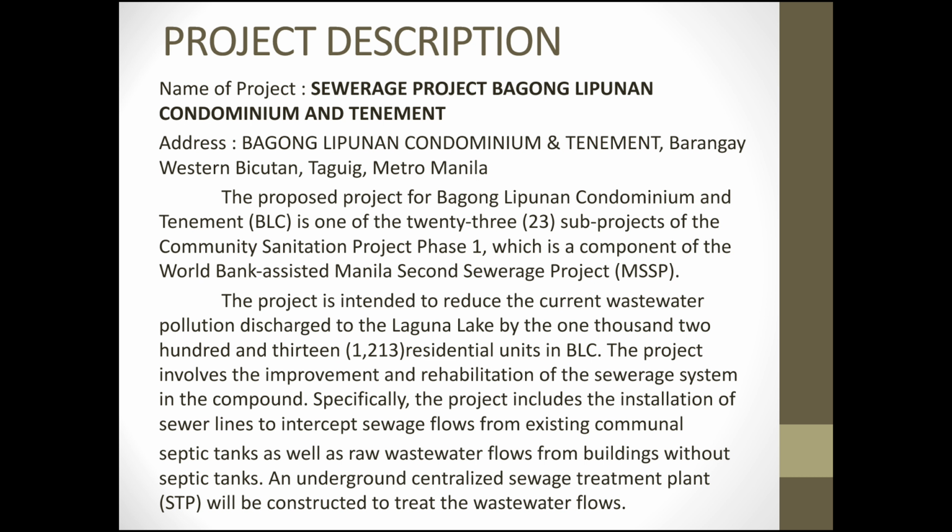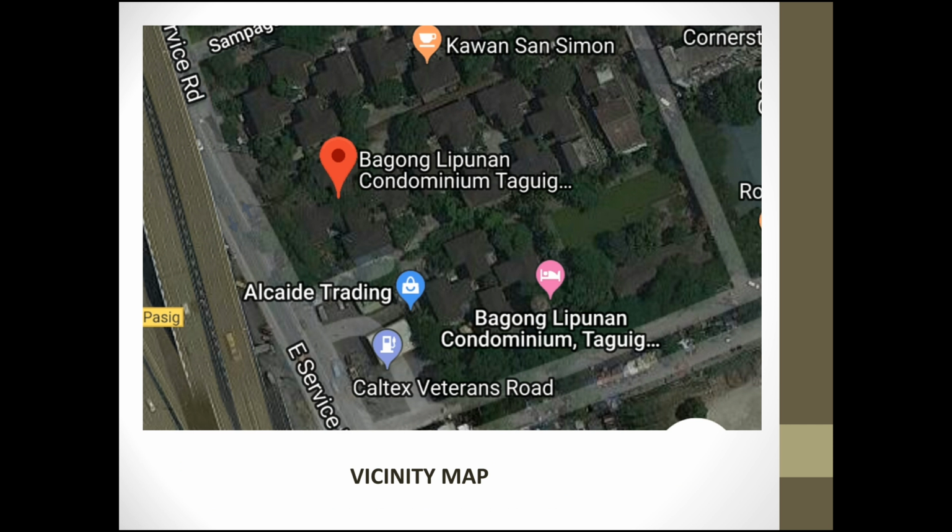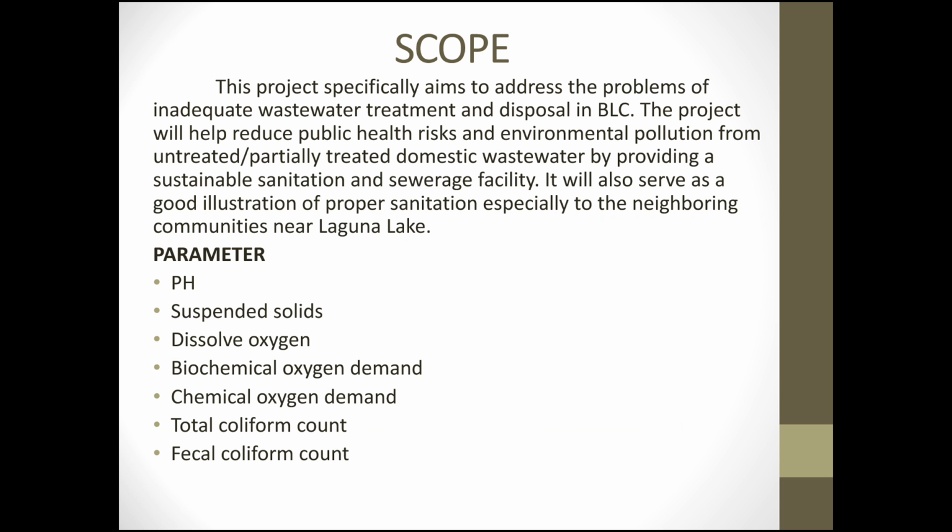Specifically, the project includes the installation of sewer lines to intercept sewage flows from existing communal septic tanks as well as raw wastewater flows from buildings with upset septic tanks, and an underground centralized sewage treatment plant (STP) will be constructed to treat the wastewater flows. So this is the vicinity map of the Bagong Lipunan condominium.